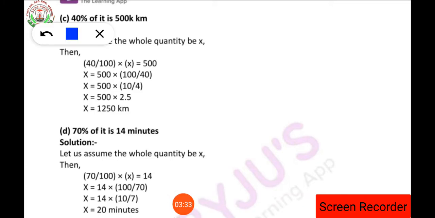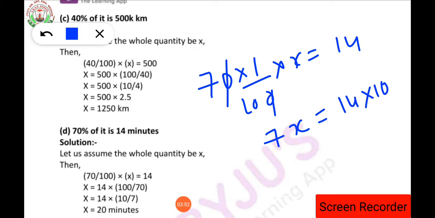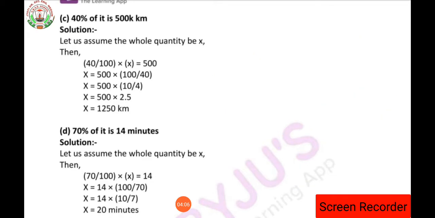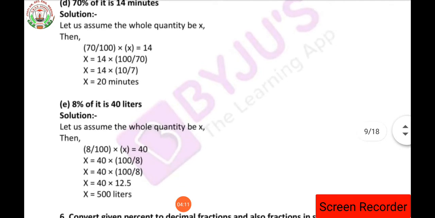Then the next one will be 70% of it is 14 minutes. Clear? So 70%, that means 70 into 1 by 100 into x is equals to 14 minutes, isn't it? So here 1 zero from the numerator and denominator will get cancelled. What is the number left out? 7x upon 10. That 10 will be transposed and multiplied with 14. So it will be 140 divided by 7 to get the value of x. So the value of x will be 20, since it will get cancelled by the table of 7. That's it. So here, hope you understood the solutions. Same way you have to do the e part.